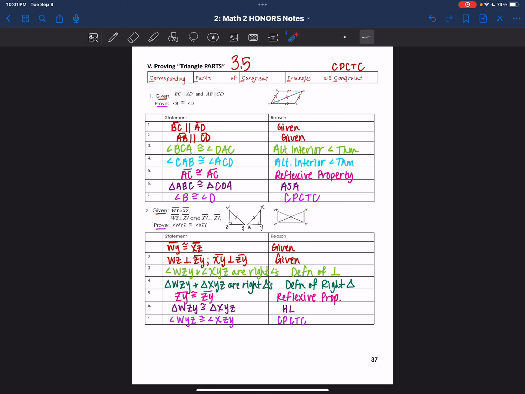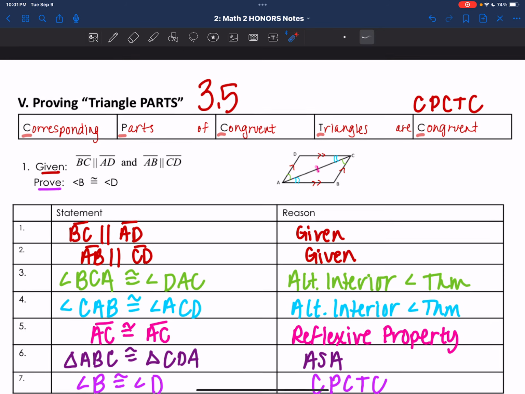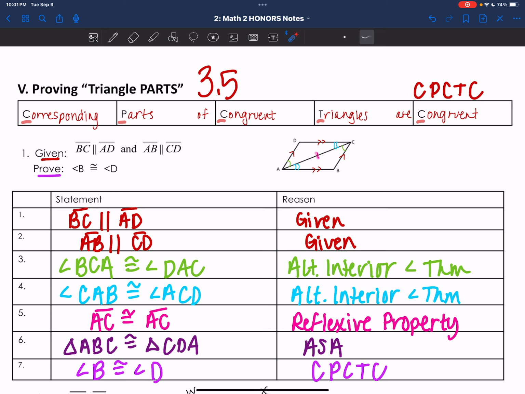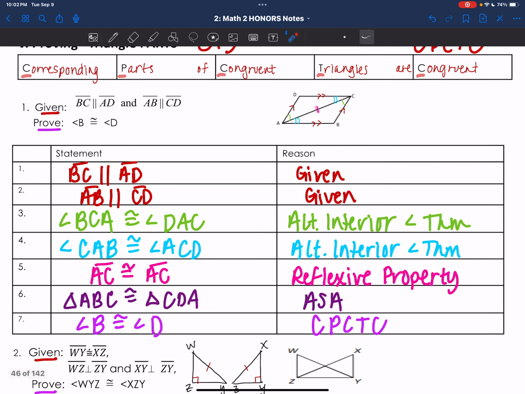All right, today what we're going to be doing is continuing proofs by proving triangle parts. One of the things, it's almost information that it's like, okay, I already knew that, but we have to write it down because we have to prove it. When we're talking about this, we're talking about corresponding parts of congruent triangles are congruent. Well, yeah, if they're corresponding, they should be congruent because they're the same spot. All right, so now let's go ahead and start filling out our proofs, our two tables.